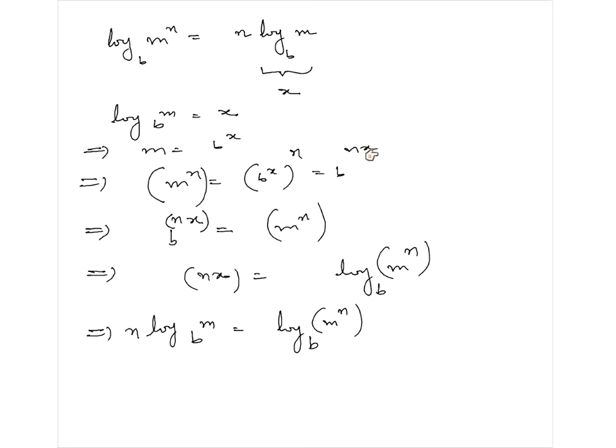Just writing it in reverse order. B to the power nx equal to m to the power n. So, applying the definition of log, nx is equal to log of m to the power n, same base b. But x is log of m to the base b. Copying this part, we have already got the result. So power becomes multiplication.